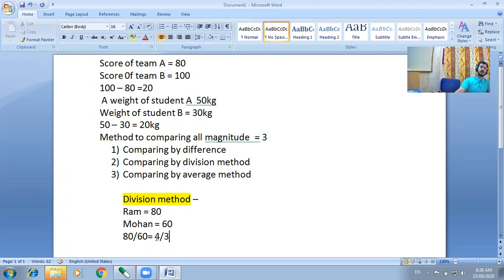Okay, but what is the meaning of 4 by 3? 4 by 3 indicates that Ram's score is 4 by 3 times more than the score of Mohan. Greater than or more than means that Ram's score is 80 and Mohan's score is 60. So we can say here Ram's score is 4 by 3 times more than the score of Mohan.